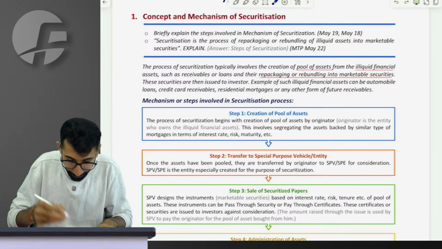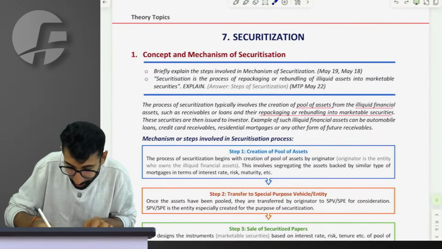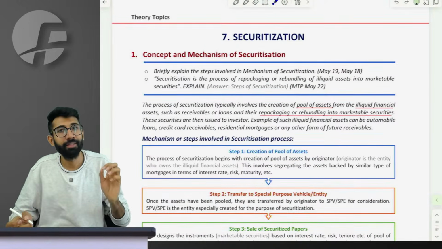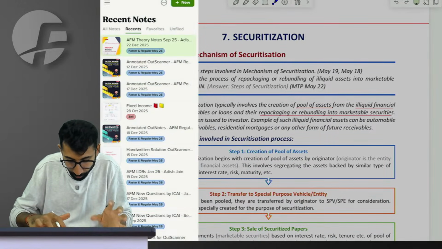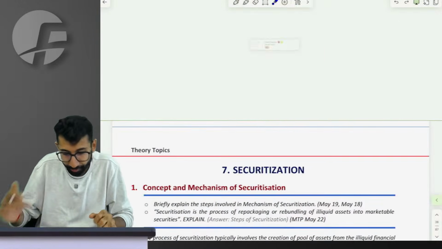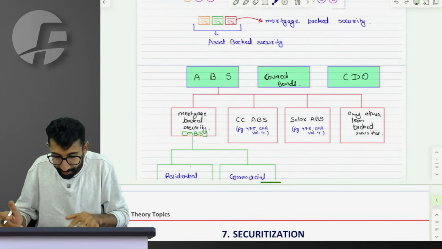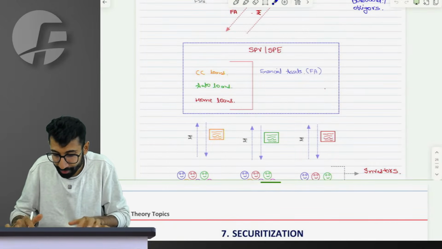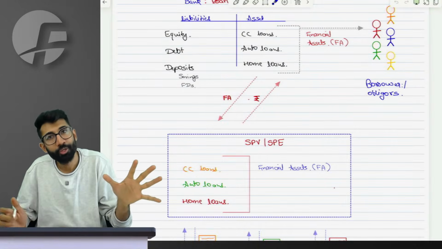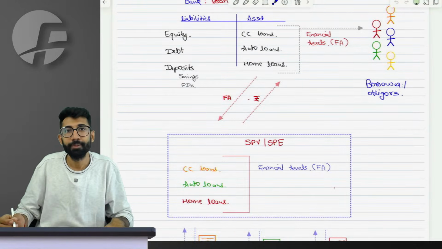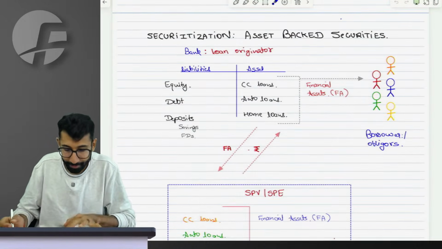Cool. So, understanding securitization, the next chapter. Before understanding securitization, I would want to take you to my CFA notes, because even in CFA we have this topic of securitization. If you understand this broad mechanism, you will be able to understand the entire chapter really well. Let's understand the broad mechanism.